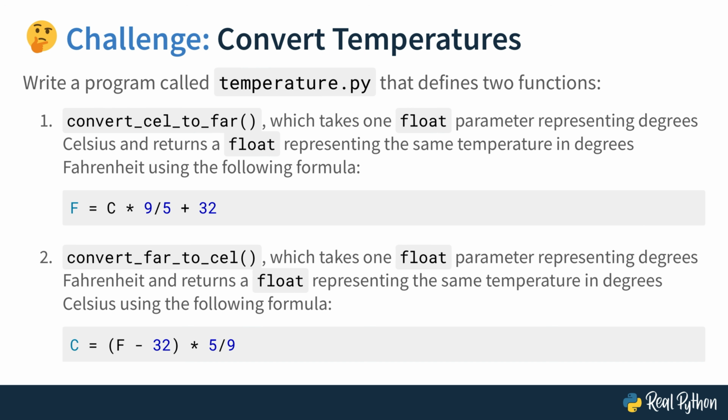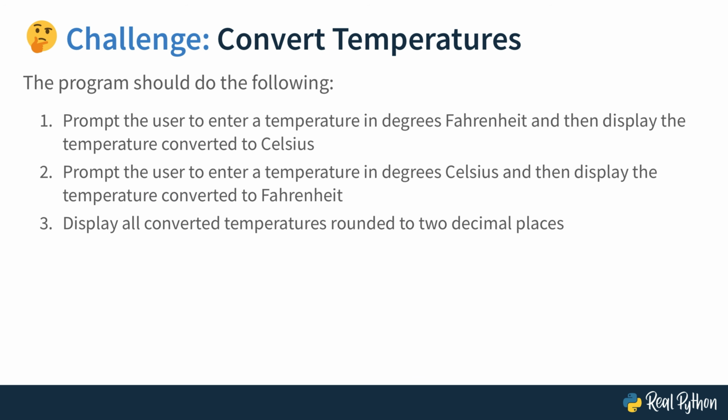So one function converts Celsius temperatures to Fahrenheit, and the other function converts Fahrenheit to Celsius. But this is a challenge, so it doesn't stop there. The program should also prompt the user to enter a temperature in degrees Fahrenheit and then display the temperature converted to Celsius. Then the program should prompt the user to enter a temperature in degrees Celsius and then display the temperature converted to Fahrenheit. Third, it should display all converted temperatures rounded to 2 decimal places.